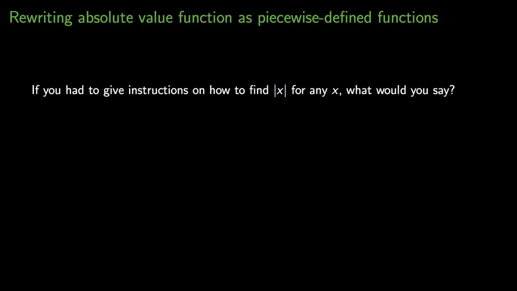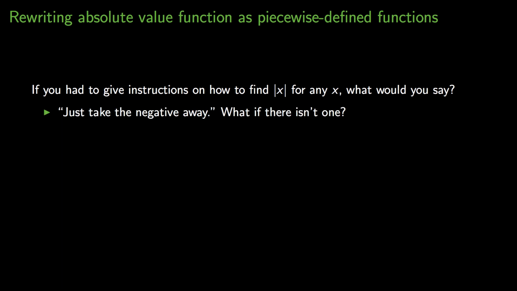So let me ask you, if you had to give instructions to somebody on how to find the absolute value of x for any x, what would you say? Most of the time when I ask this question of students, they say things like, just take the negative away. But then I would say, well, this is math, we have to be really precise about our instructions. What if there isn't a negative in front of the number?